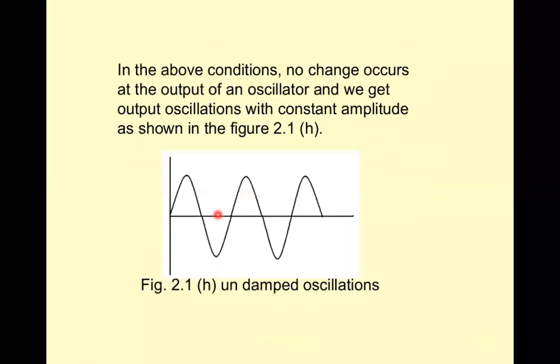So in this case 3, no change occurs at the output of the oscillator and we get output oscillation with constant amplitude. These are called undamped oscillations, when mod of A beta is equal to 1. That is nothing but the Barkhausen criterion.